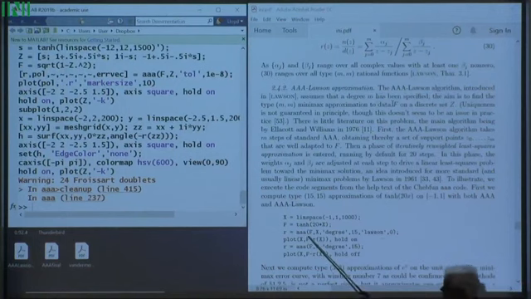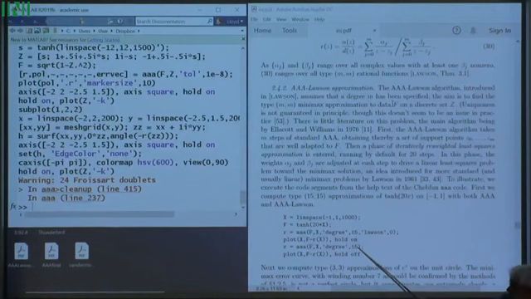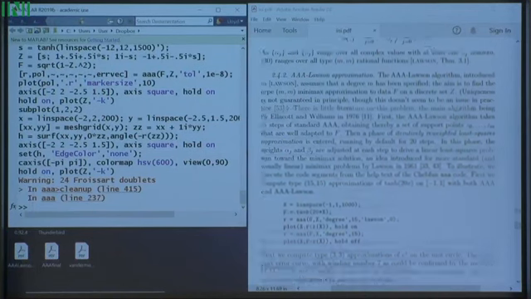So this command will do plain old AAA for 15 steps. This command will do AAA for 15 steps, followed by the iteratively reweighted least squares for, I think, 20 steps is the default. And it'll plot the error curves so we can compare straight AAA with AAA Lawson.